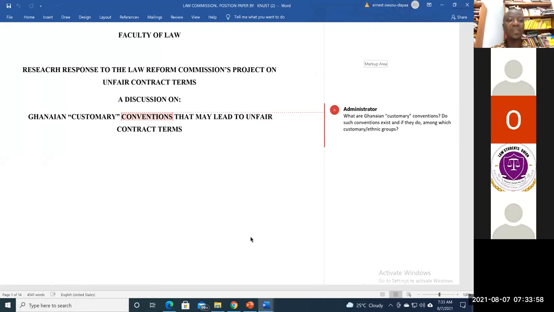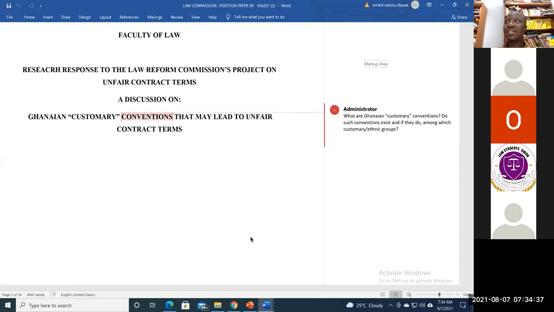Good morning, everyone. This morning, I would like us to do something thematic but brief before we get back to discussion of some of the past questions as part of the random discussions we've been having. I have hinted before that there is currently a project going on before the Law Reform Commission of Ghana. That project aims to make recommendations for enactment of unfair contract terms legislation.